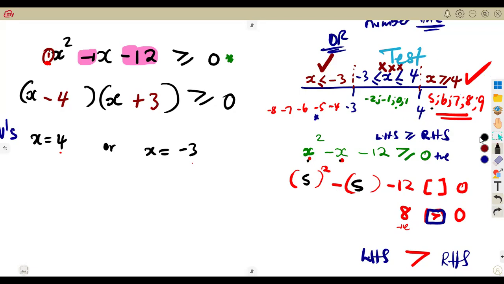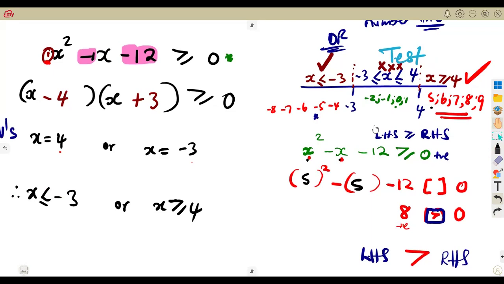So that is how you work with the number line. Therefore, you can conclude that this solution is part of our answers, values that are less than or equal to 4. So that is how you work out the number line concept.